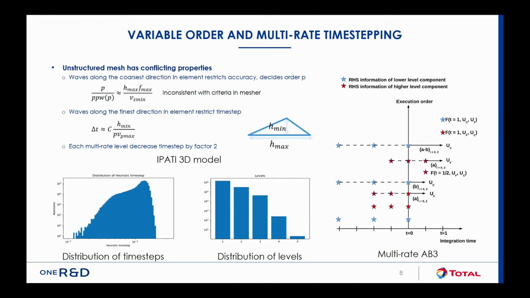To get the time step, you have the H min instead of H max. So to utilize this contradicting requirement, so to say, we can use multi-rate time stepping. You compute a heuristic time step for each element, and then you bin them, and every factor of 2, you have one level.